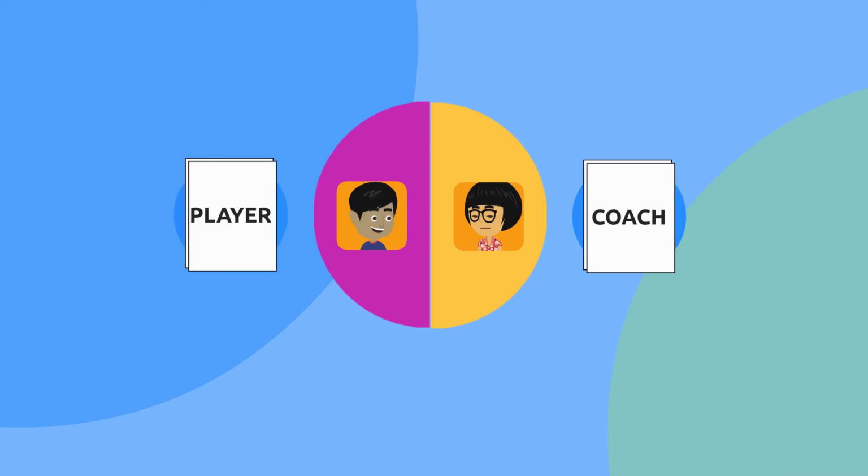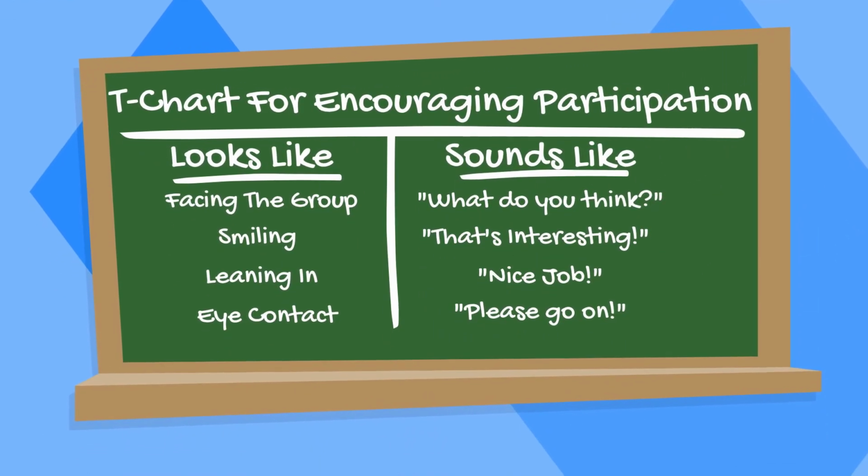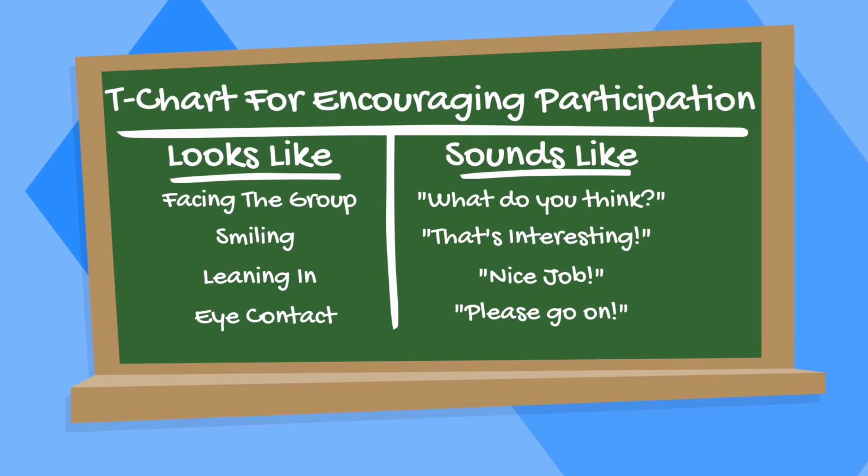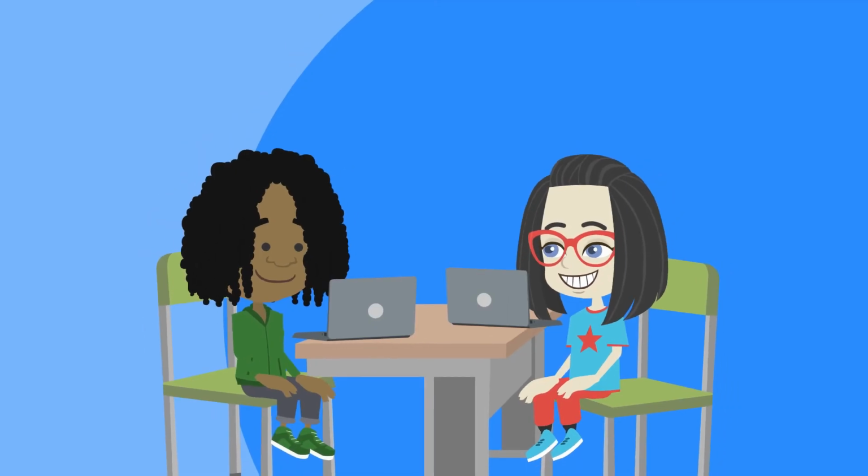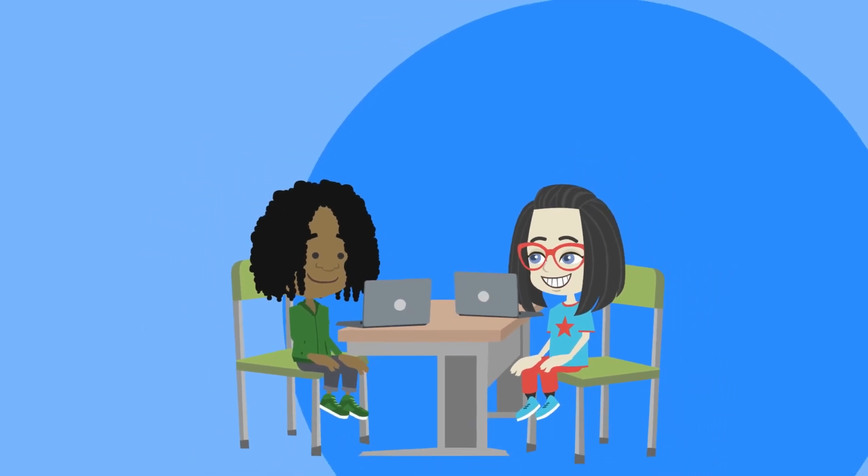In this example, the player is given a set of problems to complete, while the coach provides guidance and assistance. Then, the 2 students will switch roles, with the player becoming the coach and the coach becoming the player. PeerLearning.net provides students with a T-chart for the social skill, so they know what the skill looks like and sounds like. Now, the students begin tutoring one another.